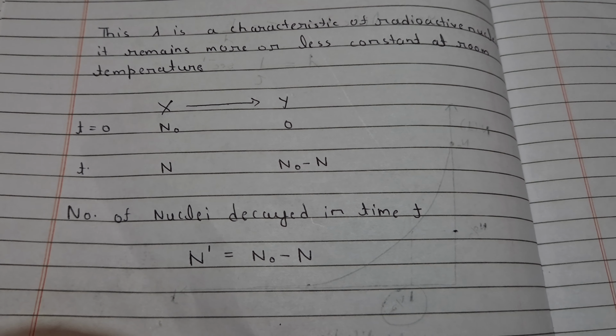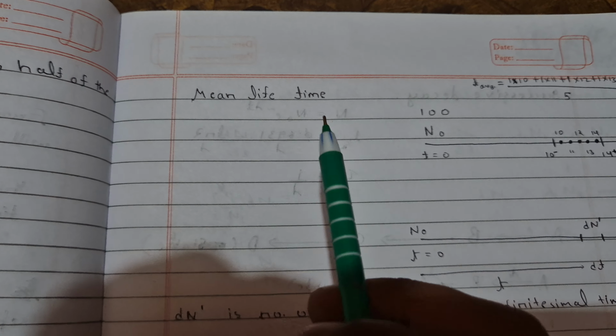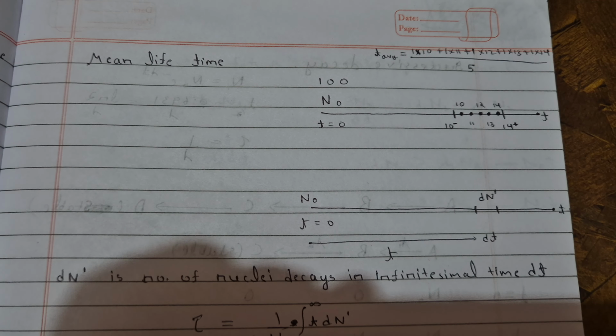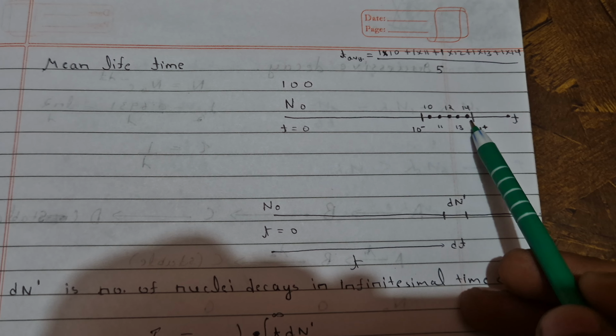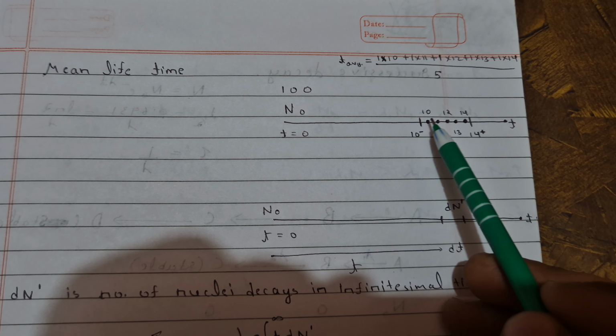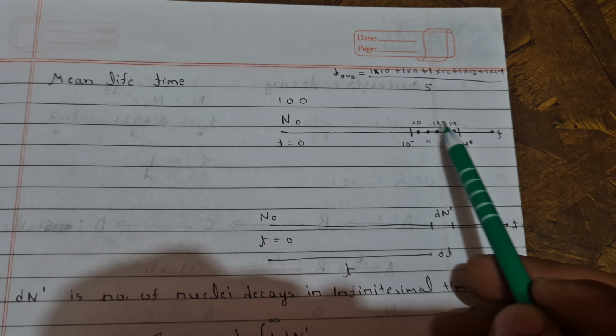So see, how can you find the mean lifetime? Before understanding how to find mean lifetime, first you need to understand how to find the average time period of a particular nucleus. So let's say we have these 5 nuclei, and they are decaying at the 10th hour, 11th hour, 12th hour, 13th hour, and 14th hour. So what is the average time of this?